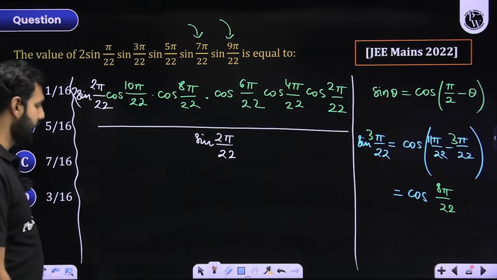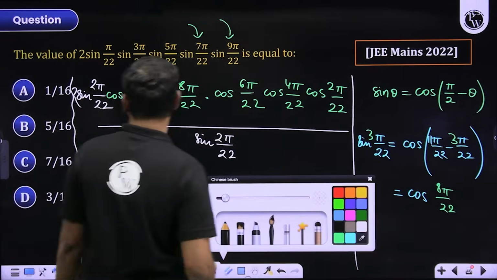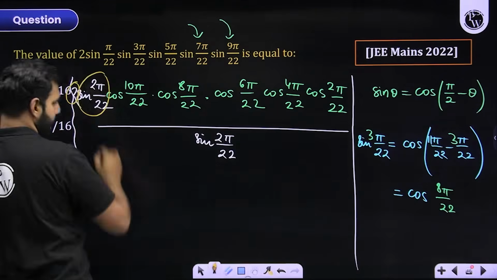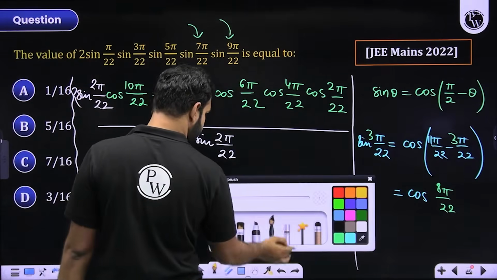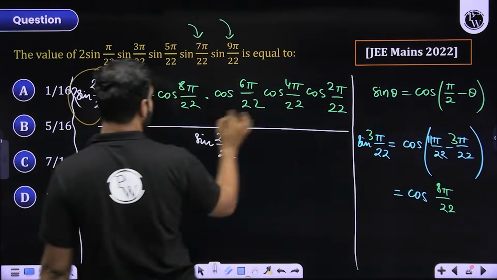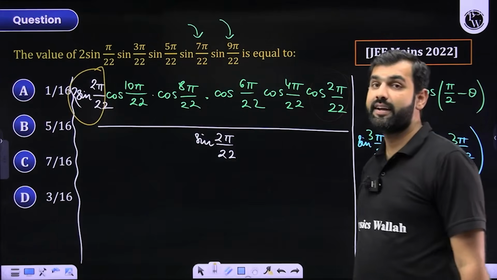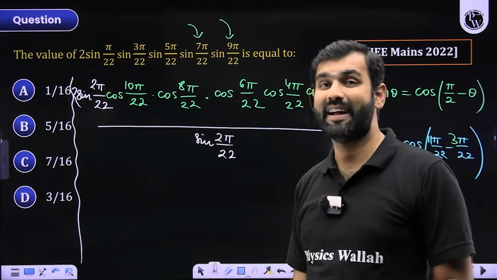Now look at this part. I'm asking you to put your complete focus on 2 sine theta cos theta. What is the identity we know about 2 sine theta cos theta? That is sine 2 theta.